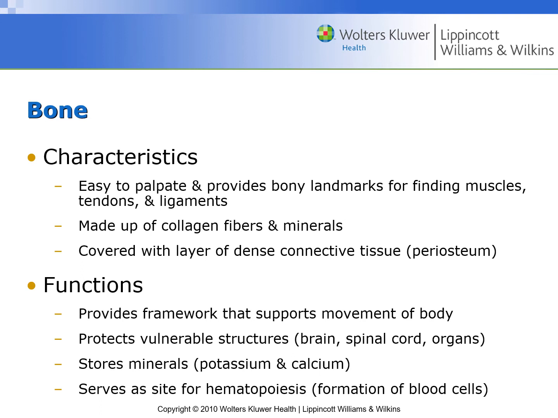The characteristics of bone are: it is easy to palpate, and it provides bony landmarks for finding muscles, tendons, and ligaments. It is made up of collagen fibers and minerals, and it is covered with a layer of connective tissue referred to as periosteum. The function of bone is to provide a framework that supports movement of the body. It protects vulnerable structures such as the brain, spinal cord, and other organs. Bone helps to store minerals such as potassium and calcium. And bone also serves as the site for hematopoiesis, which is the formation of blood cells.